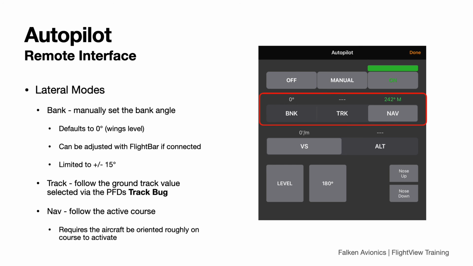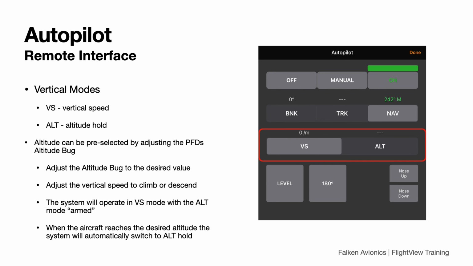Track mode causes the aircraft to follow the track bug on the PFD. Simply adjust the bug and the aircraft will turn to follow the selected track. Nav mode's a bit more complicated. It causes the autopilot to follow the loaded flight plan, turning as needed at each waypoint. Our nav controller allows for GPSS, or GPS steering, which avoids overshoots at turns and makes for smoother rides.